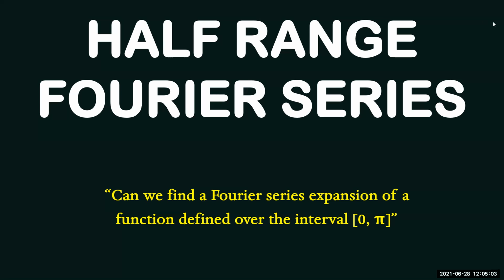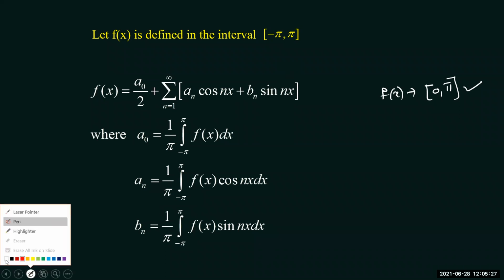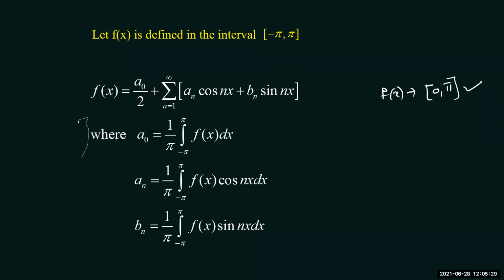So to answer this question, let us recall a few things first and then we'll move on to answering this question. If you recall, when you are given a function which is defined in the interval minus pi to pi, I'm just taking the full interval for convenience and then we'll move on to the other half. We can easily find the Fourier series with this particular formula.